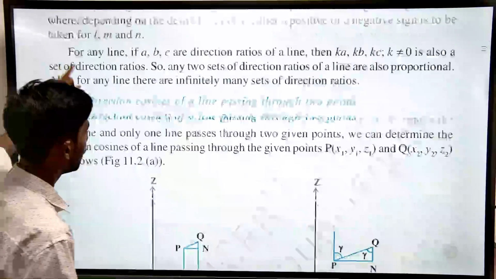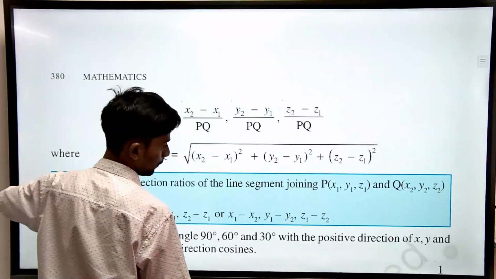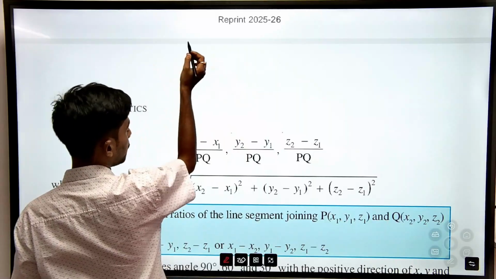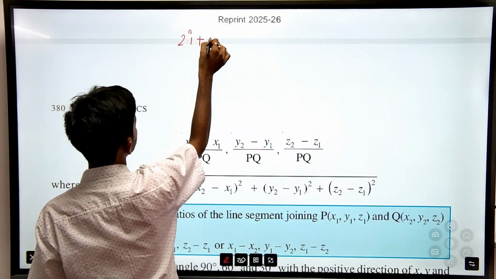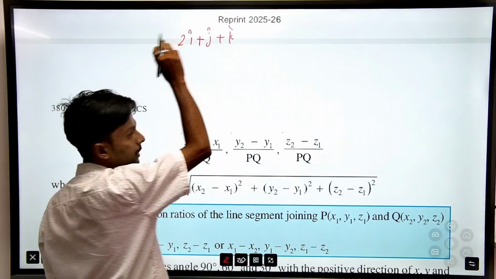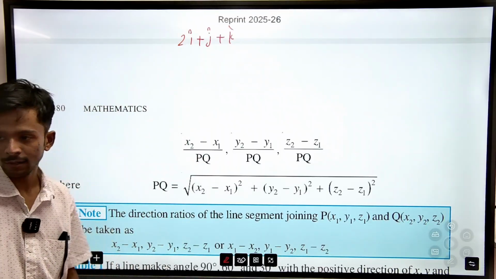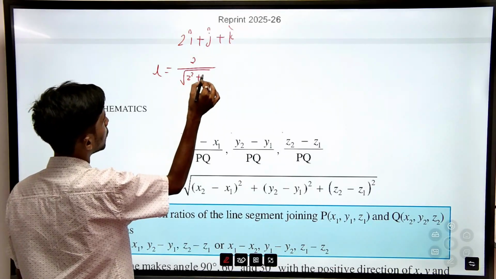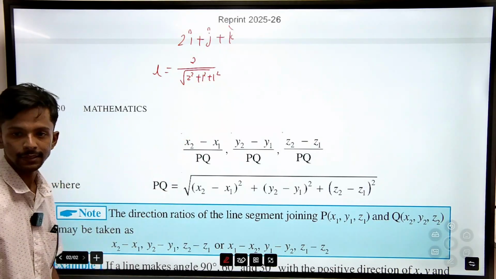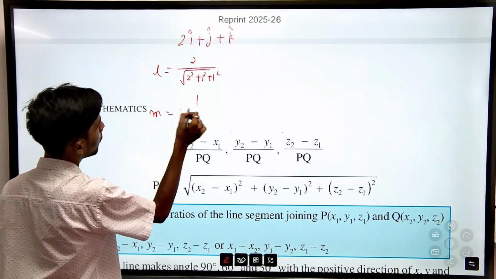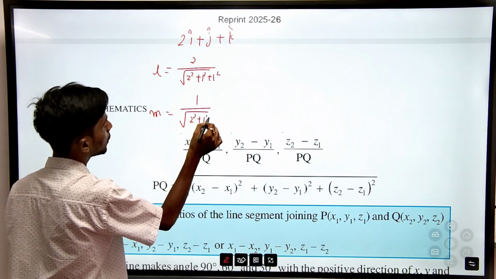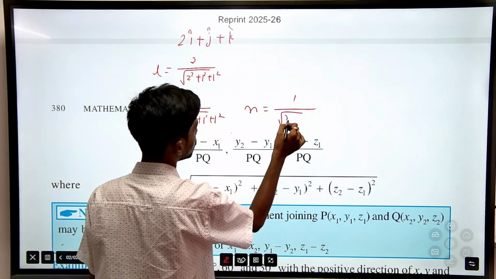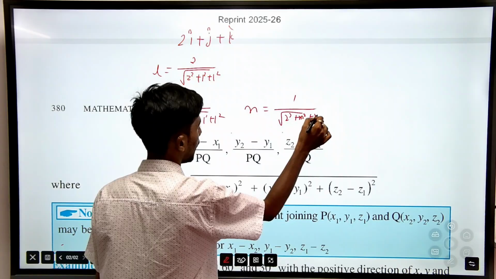So if the vector is given, as I said, if the vector is given 2i plus j plus k, then by using that formula you can easily find the elements. So what will be your l? l will be 2 by root over 2 square plus 1 square plus 1 square. Yes, your m will be 1 by root over 2 square plus 1 square plus 1 square. Your n will be 1 by root over 2 square plus 1 square plus 1 square, right?